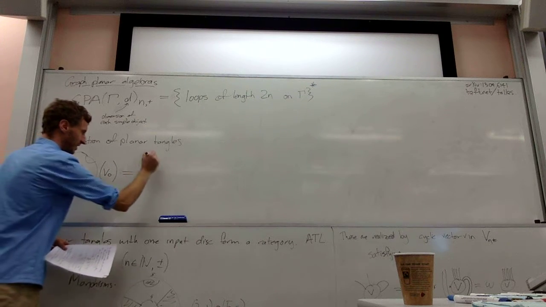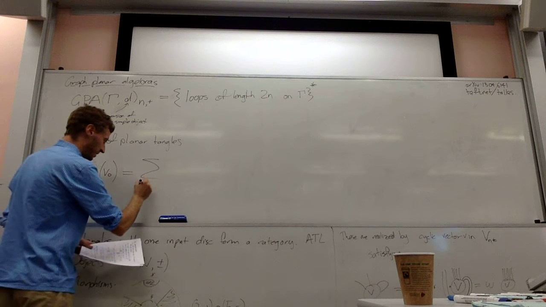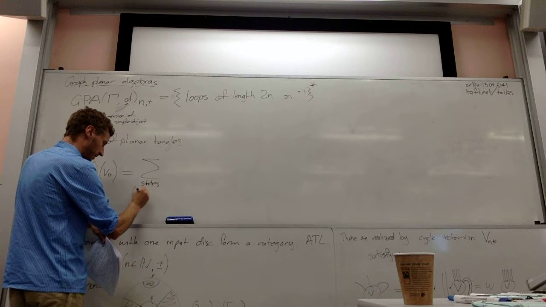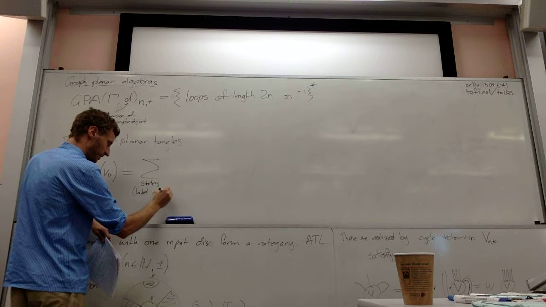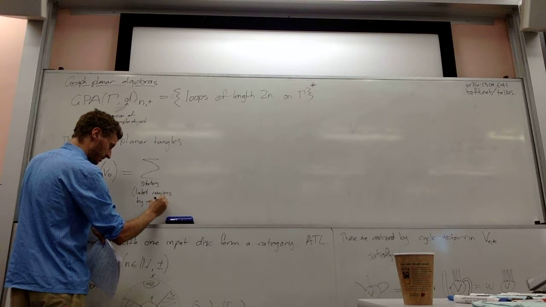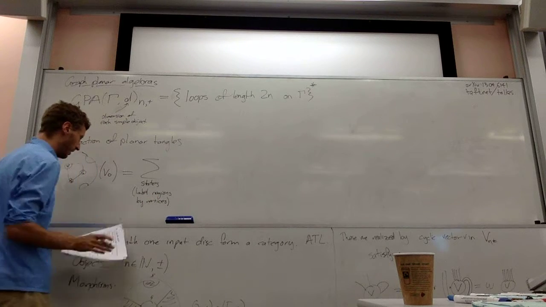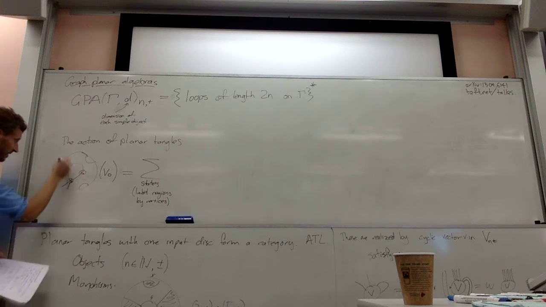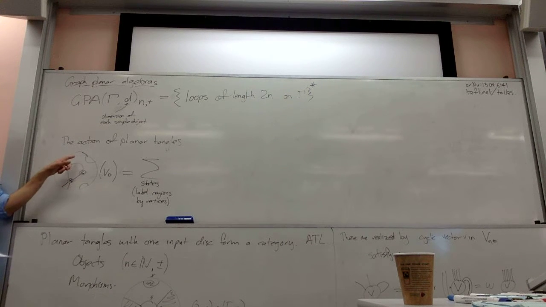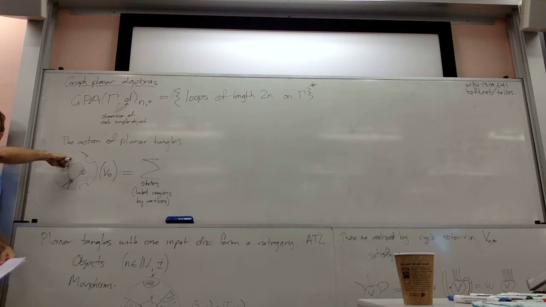Okay, well, it's something kind of crazy. It's the sum over states, by which I mean label regions in the planar tangle by vertices. Let me make this planar tangle a little bit more complicated. So a state here is going to be an assignment of some vertex of the graph to every region in here in a compatible way. So if I have two labels on opposite sides of a strand, I want to ask that they are adjacent vertices on the principal graph.